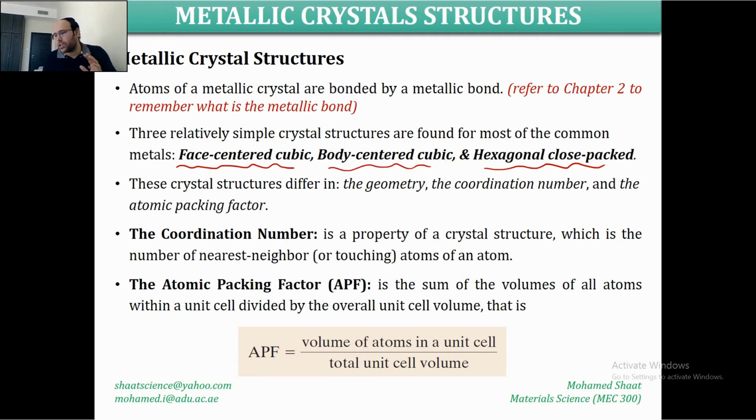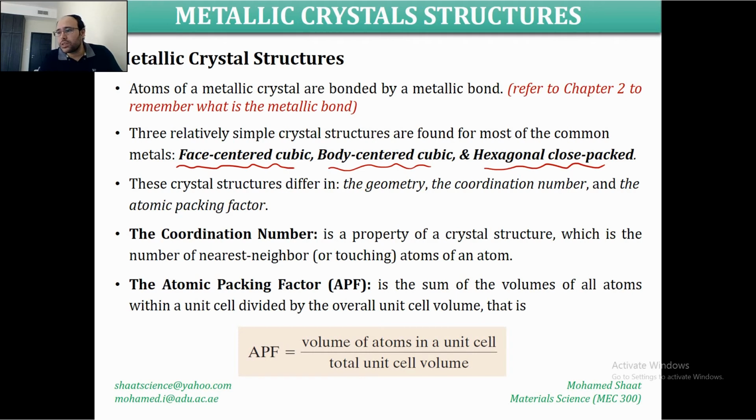Many metallic materials have one of these crystal structures. But this doesn't mean that this is the only crystal structure. We have many different types of crystal structure, but these are the three most common types commonly known for metal materials. So that's why we are focusing on these three.